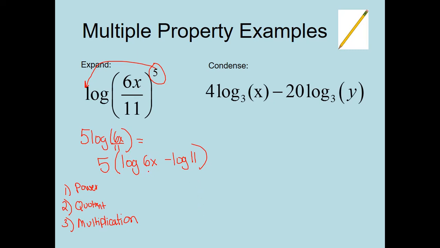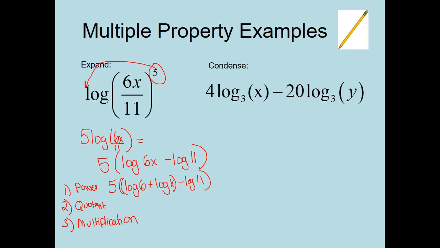And then also I have this multiplication in here, right, of 6x, because this is 6 times x. You just don't see that multiplication. So I do need to expand that even a little bit further. So that's log base 6 plus log of x minus log of 11. And it wouldn't be too bad either if you put parentheses around that, so then you know to take care of that as well.